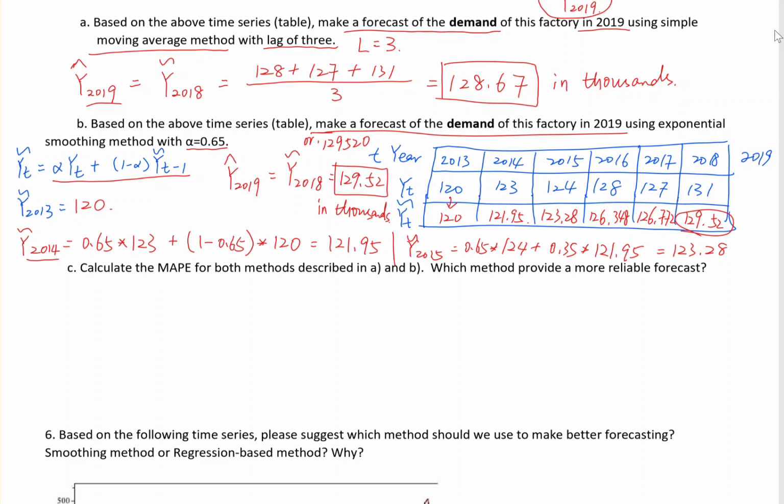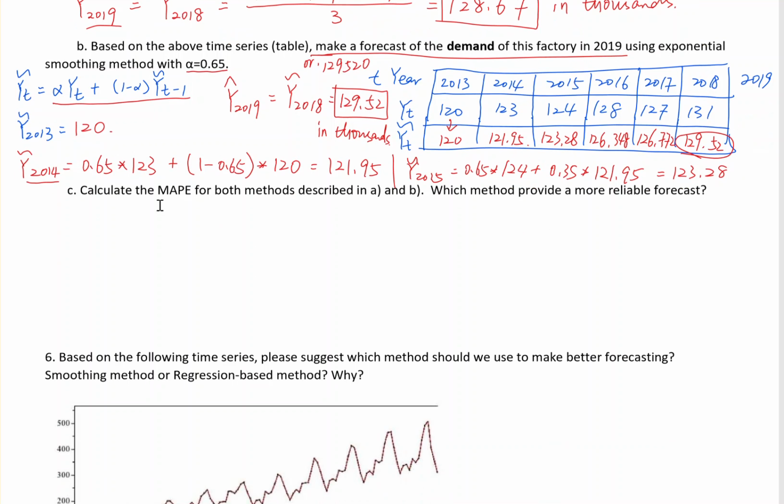All right, so this is number B. I know it's a lot of calculations, but if you are patient and go one step after another, figure out what is the current value and what is the previous estimated value, then your calculation will not be any problem, right?